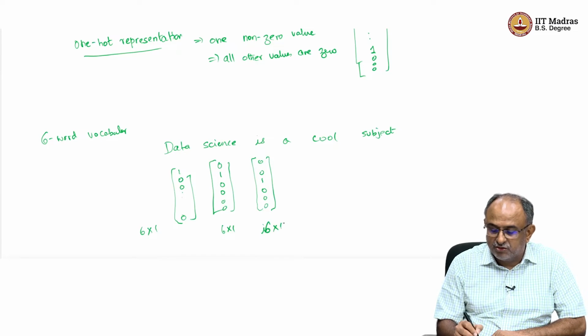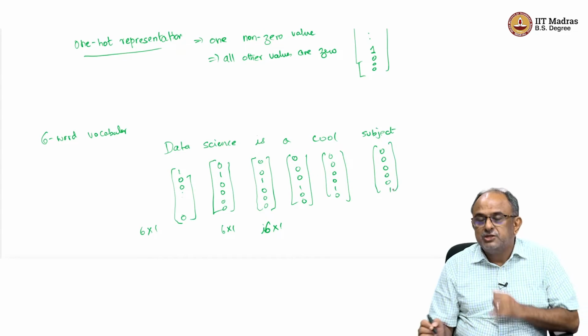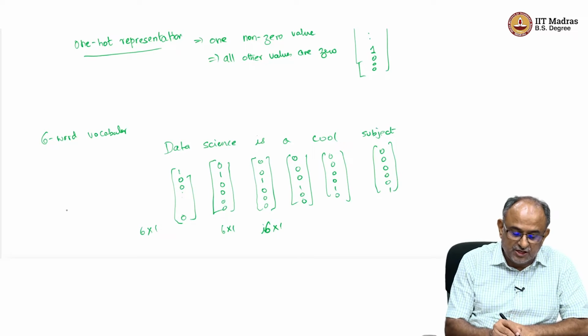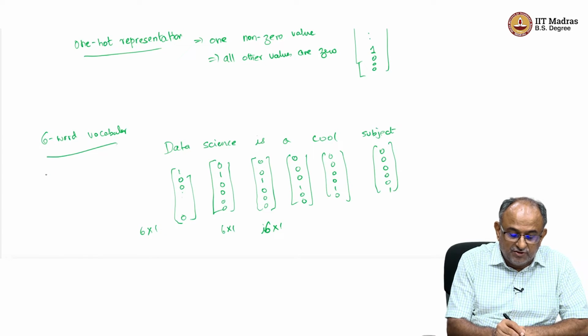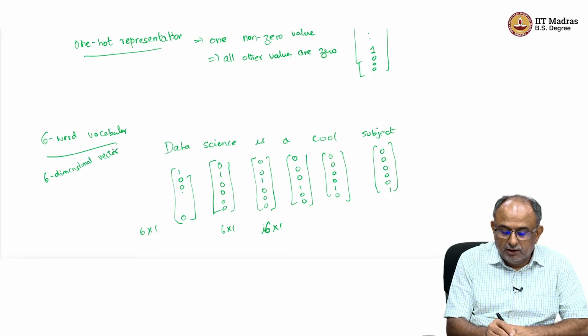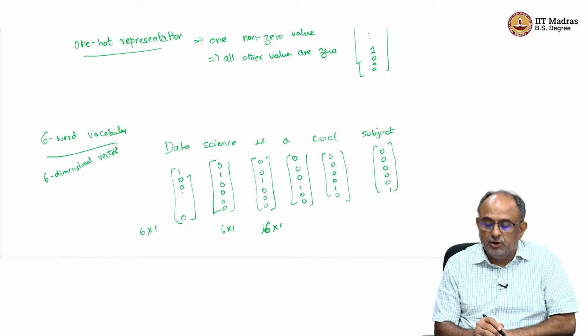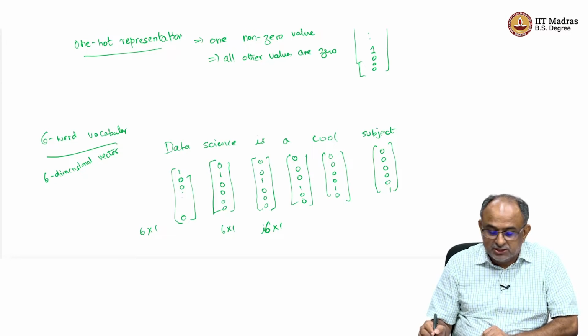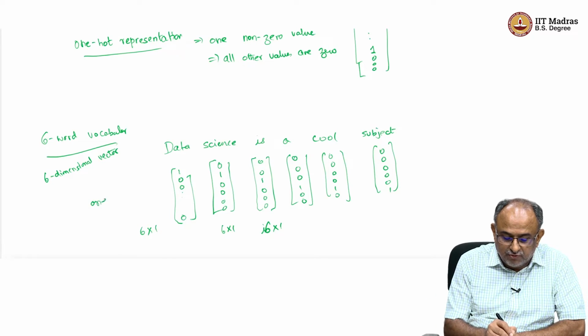So, this is also 6 cross 1. Then 0, 0, 0, 1, 0, 0. Then 0, 0, 0, 0, 1, 0. And finally, 0, 0, 0, 0, 0, 1. So, this is called a one hot representation. For a 6 word vocabulary, we have a 6 dimensional vector with only one of them being unity and all the others 0.